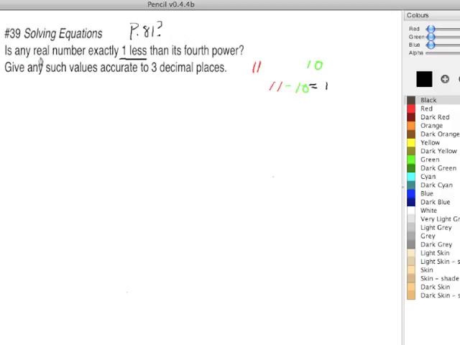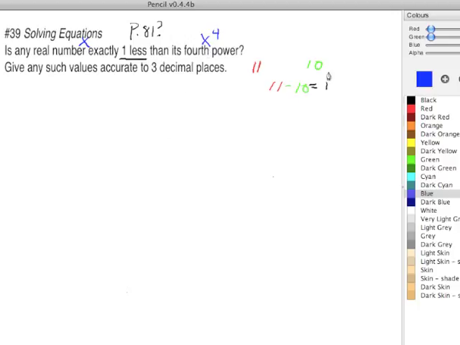So now it says, is any real number, so let's call that real number Mr. X, exactly 1 less than its fourth power. Its fourth power is X's fourth power, so that's X to the fourth. So is there any real number X where X to the fourth is 1 more than X? Or X is 1 less than X to the fourth.